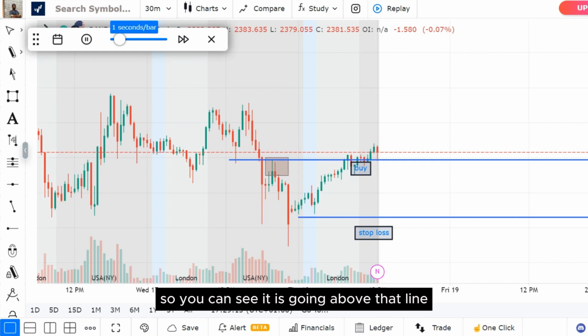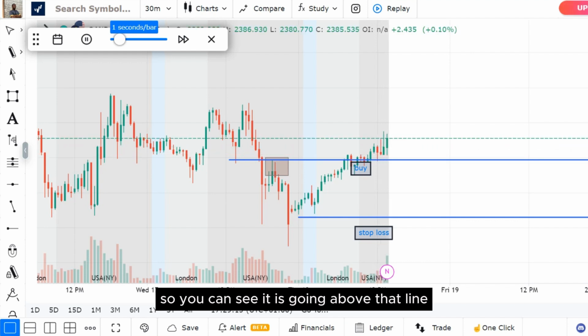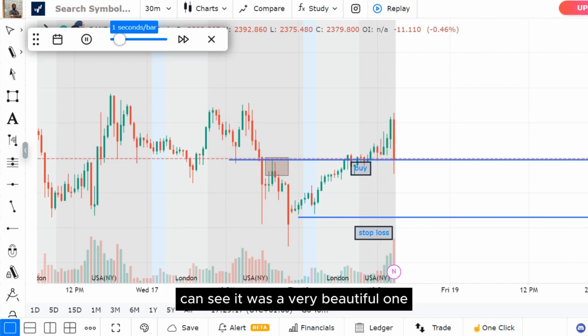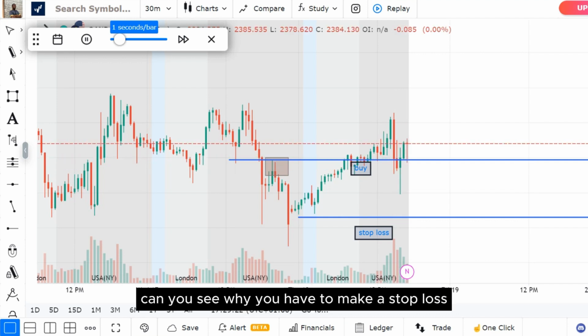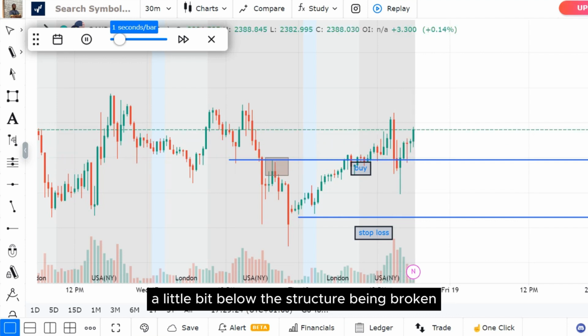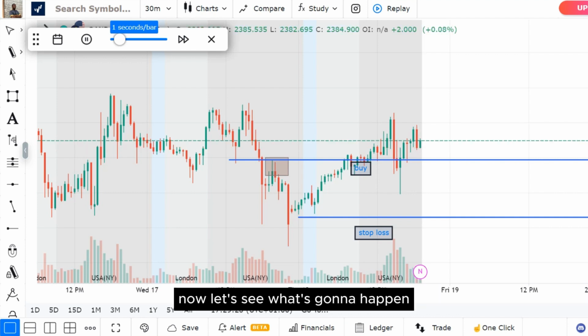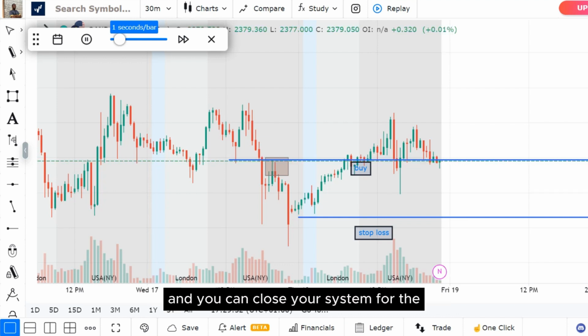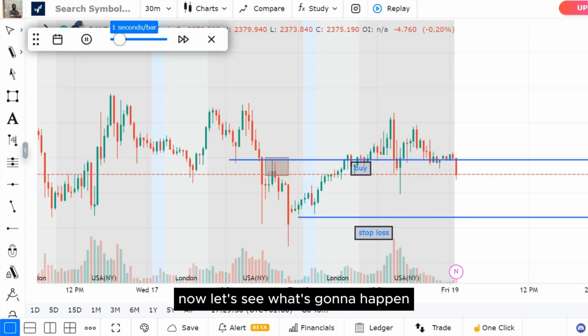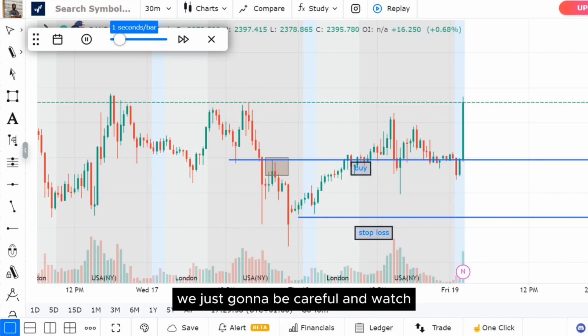So you can see it is going above that line. You can see it was a very beautiful one. Look at how it is going above that line. Okay, can you see why you have to make a stop loss a little bit below the structure being broken? Now, let's see what's going to happen. Now, you have your buy during the UK section. Just have your stop loss and you can close your system for the rest of the day. Now, let's see what's going to happen. We're just going to be careful and watch.